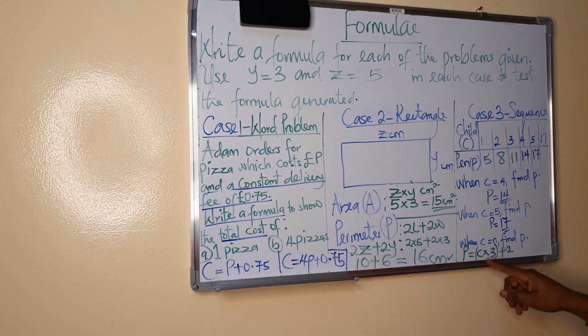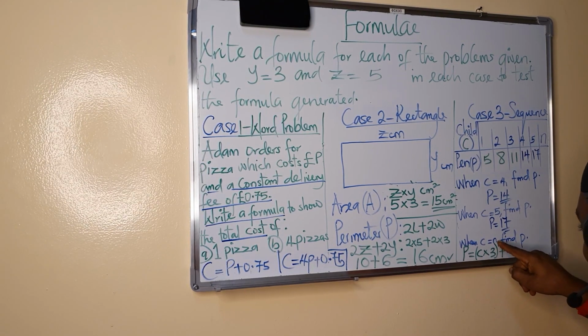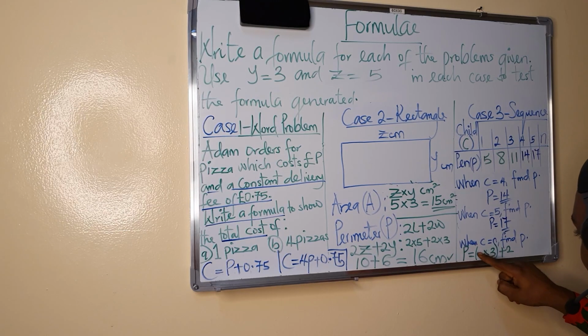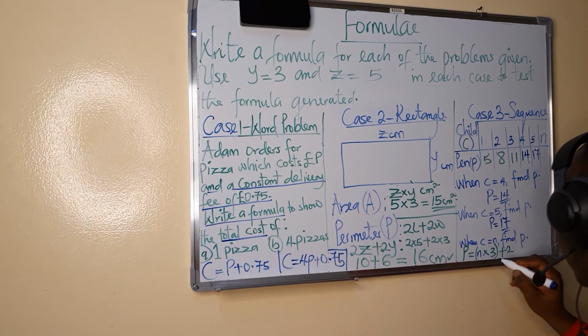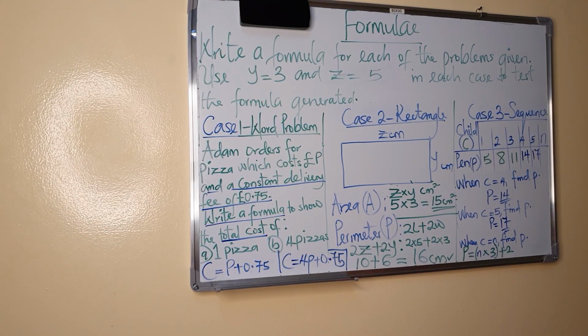So if I want to rewrite this formula, the number of children we are looking for, C, is n. So I'm going to remove this C and replace it with n, because the question says when C is equal to n. Now C is equal to n. So the rule we can use to solve this will be P equals n times 3 plus 2. That is the rule.